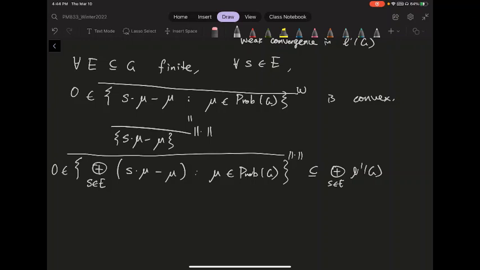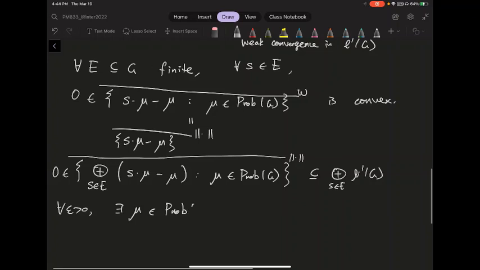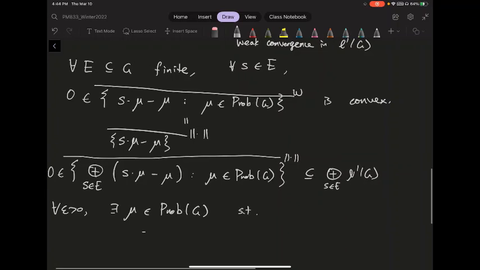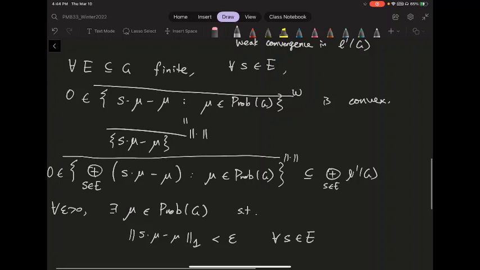Because the 0 is inside there, it means for every epsilon greater than 0, you can find some mu inside the probability such that each of these left translations minus mu itself is norm close to 0. So there exists some mu inside the probability of G such that the one norm of s dot mu minus mu is less than epsilon, for all s inside E. So this is basically the approximate invariant mean.